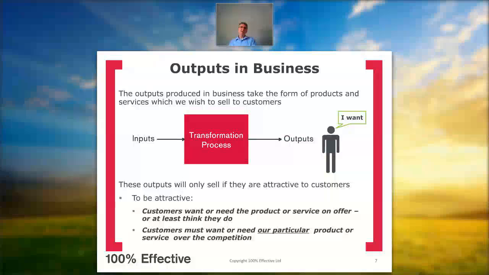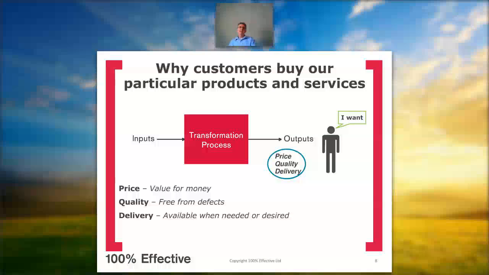These outputs will only sell if they are attractive to customers. To be attractive, they must do two things. Customers must want or need the product or service on offer, or at least think they do. Customers must also want a particular product or service over the competition. So what might make customers want our particular products or services over the competition? And I would argue that there are three main things, and these are price, quality, and delivery.